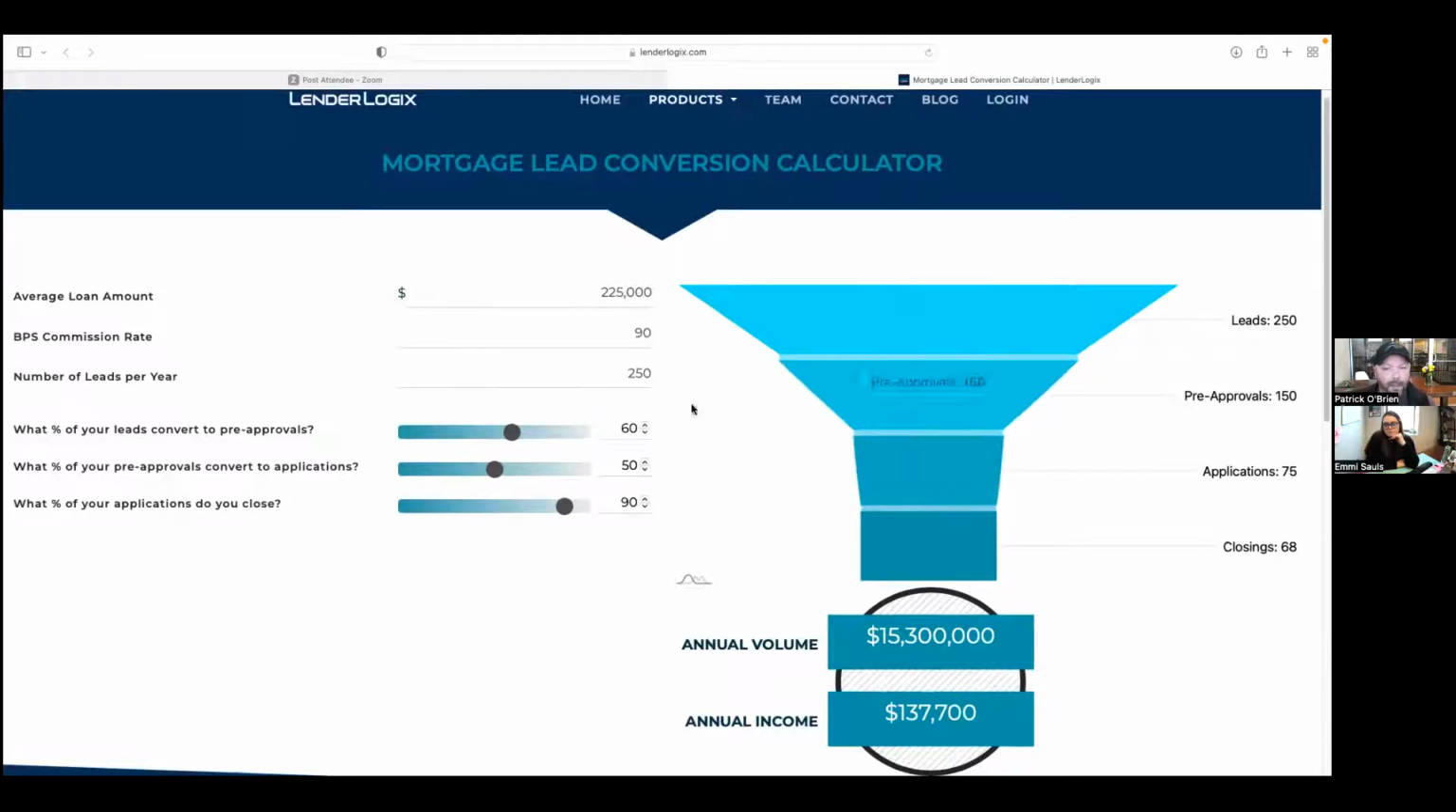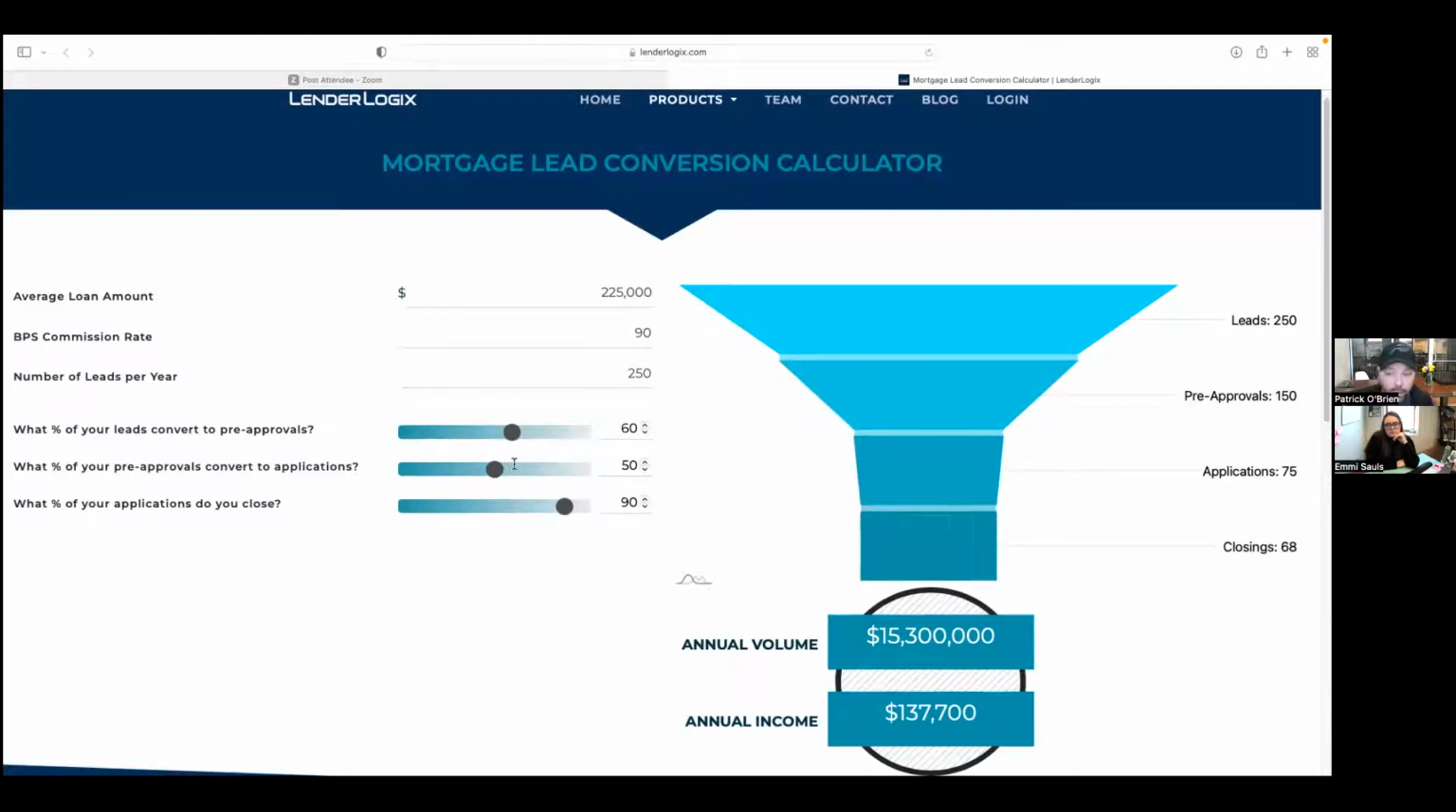And then of those 150 pre-approvals, we're going to say 50% convert to loan applications. Why doesn't every pre-approval convert to a loan application? There's a lot of reasons, like borrowers don't find houses, their circumstances change, they get priced out of the market. Who knows? But there are things we can do to increase those rates, and that's what we're here to talk about.